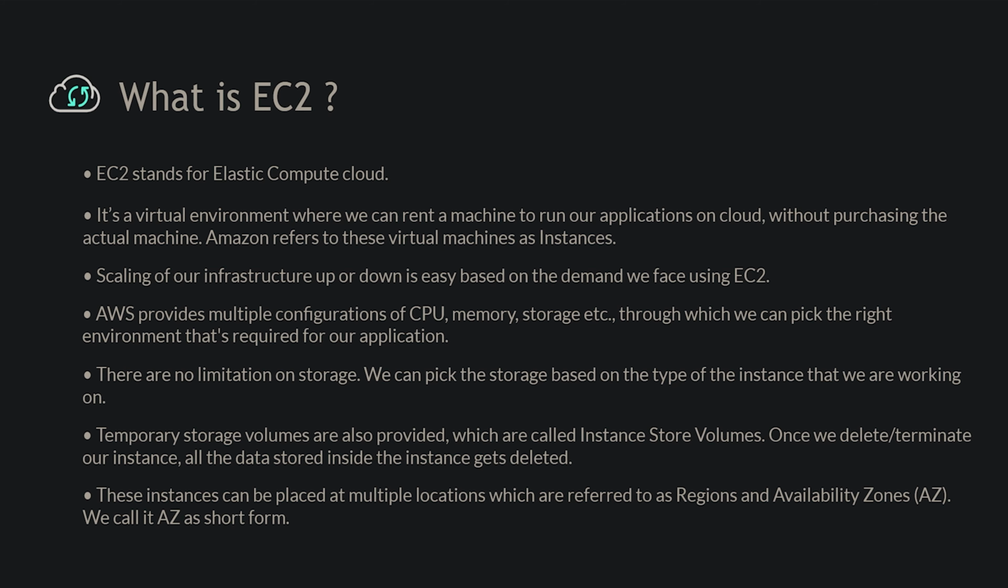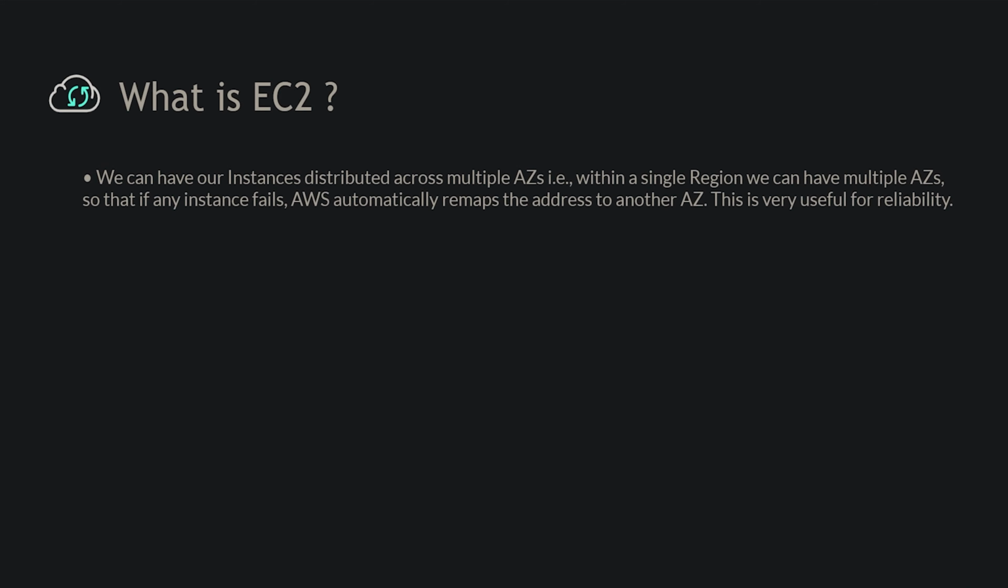And I'll be calling it AZ, or generally we call it AZ. Okay, and then we can also have our instances distributed across multiple AZs. For example, within a single region, we can have multiple AZs, so that if any instance fails, AWS automatically remaps the address to another AZ. This is very useful for reliability for your application. And this is where the load balancer comes into the picture. So I'll get into that in another video, but you should know this.